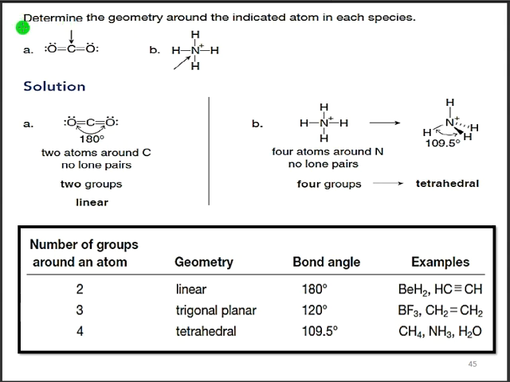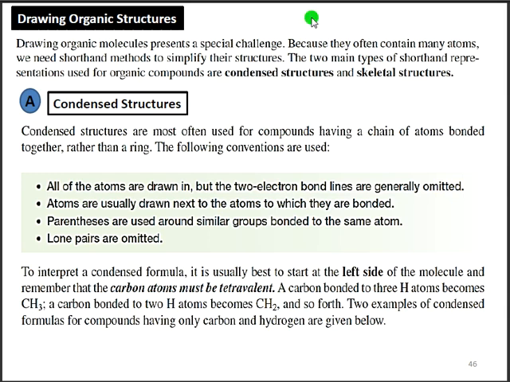Here is an example: determine the geometry around the indicated atom in each species. This atom is surrounded by just 2 groups, one from here, one from here, that means it will be linear. And this atom, the nitrogen, is surrounded by 4 groups, it will be tetrahedral. It's so easy. Remember this table again, and memorize this. It is so beautiful and so useful to resolve the question.